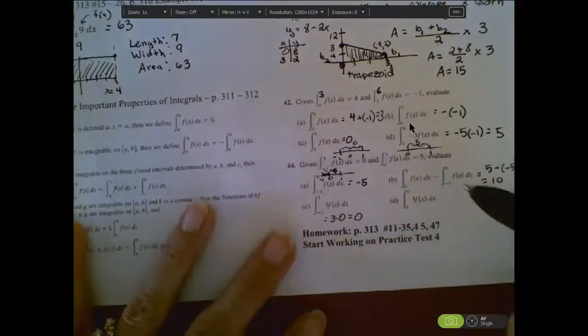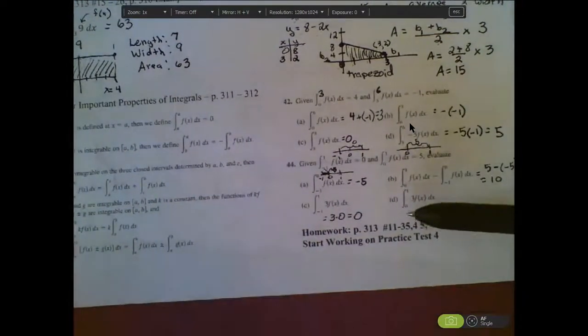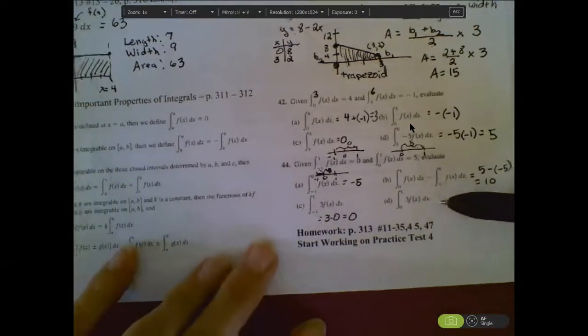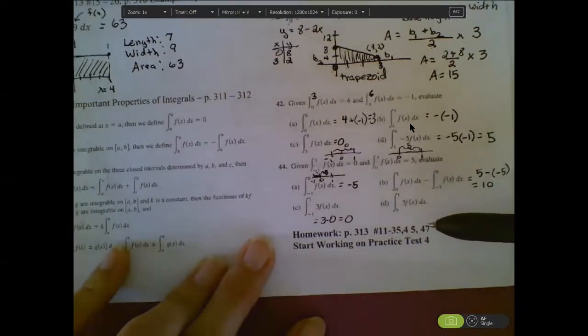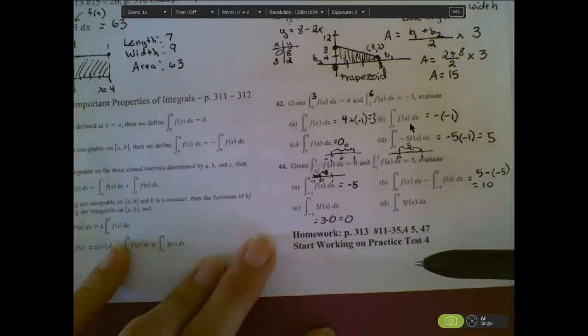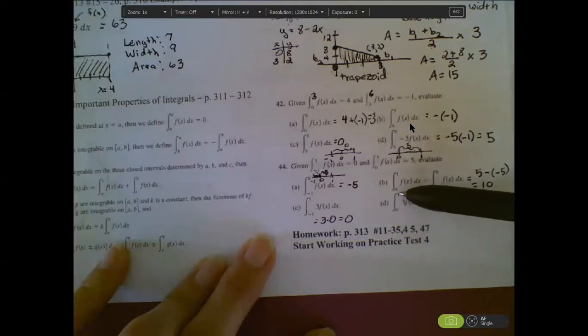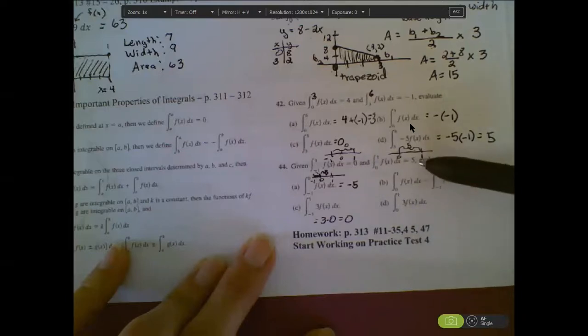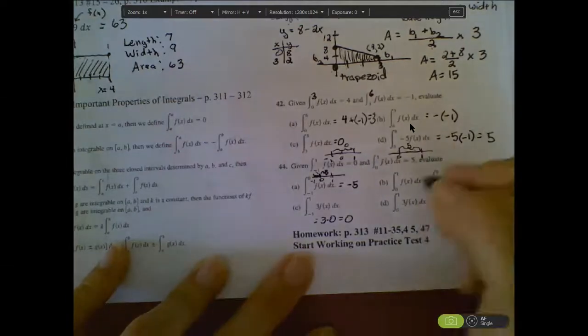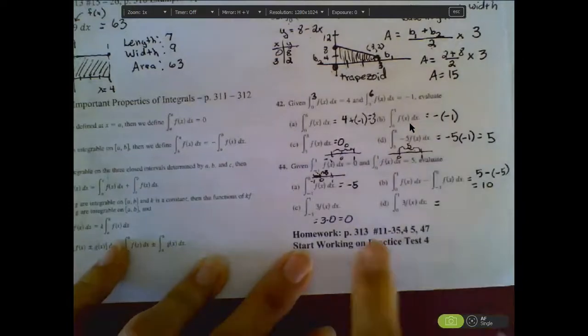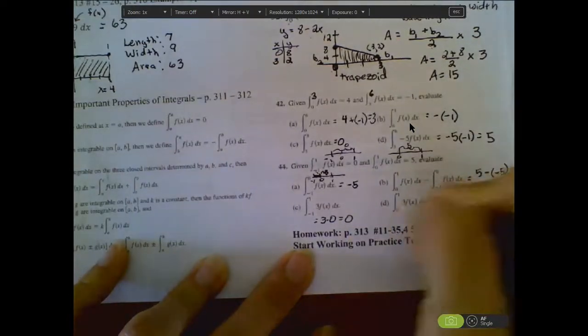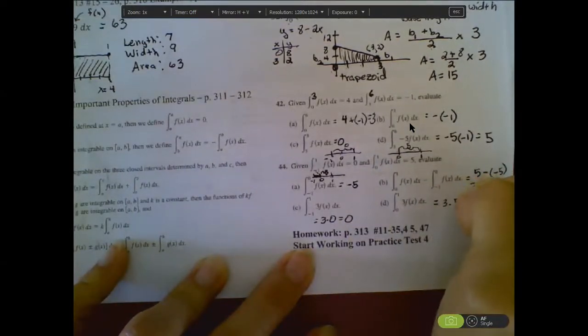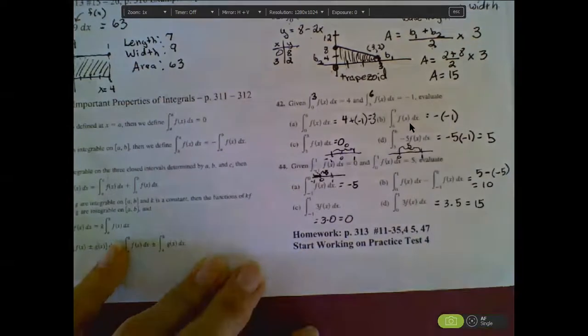And last one, the integral from 0 to 1 of 3 f of x dx. Where would we get that? The other value, which is 5. Yeah, from 0 to 1 of just the function, the definite integral is 5. So this definite integral in the D part is 3 times 5, or 15.